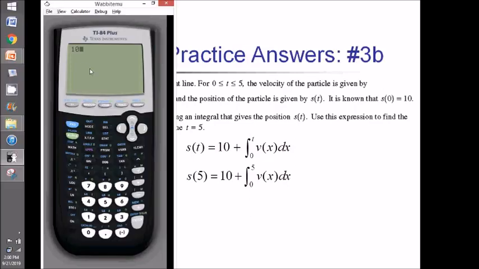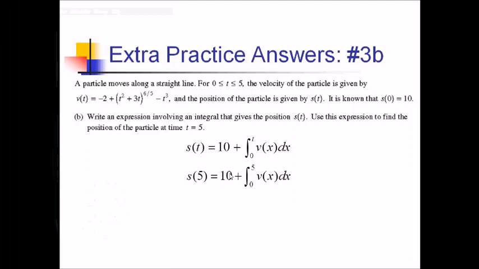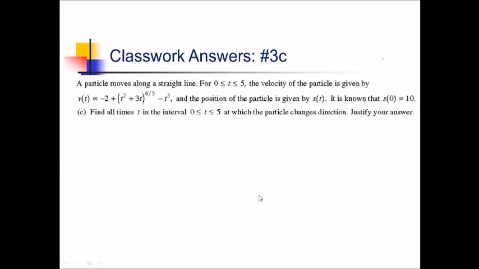So I've got 10 plus math 9 for integral. And then we've got 0, 5, and now my velocity function, I stored that as y1. So alpha trace y1, and then dx. And this is going to come out to, drum roll please, negative 9.207. And what are the units on this? Well, they didn't give us units, so we're not going to give them units. So just negative 9.207.